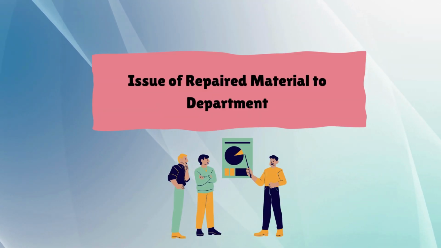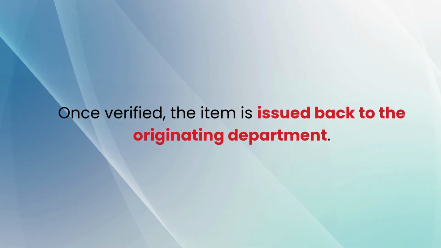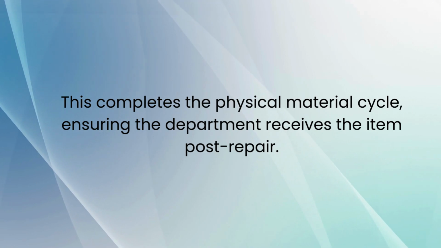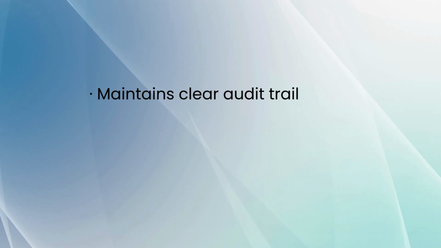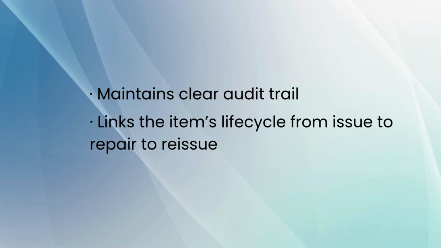Issue of repaired material to department. Once verified, the item is issued back to the originating department. This completes the physical material cycle, ensuring the department receives the item post-repair. Benefits: maintains clear audit trail, links the item's life cycle from issue to repair to reissue.